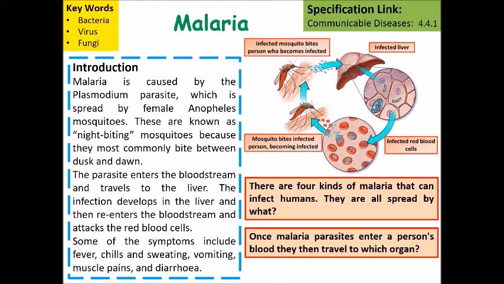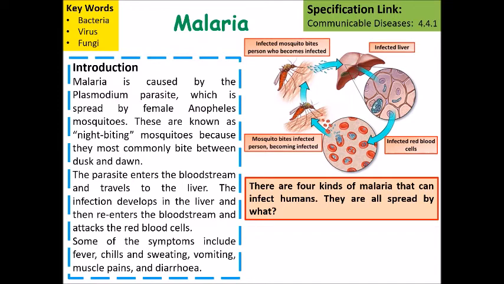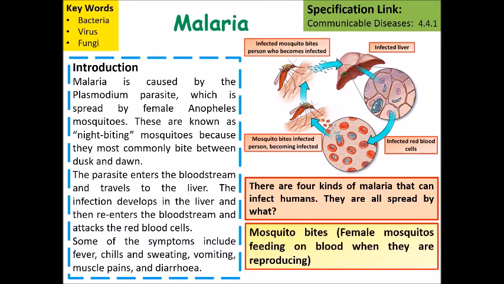There are 2 short questions here for you to think about. Pause the video and then go and have a look at the possible answers. So there are 4 main types of malaria that can infect humans. They are all spread by what? So they are all spread by mosquito bites. We need to think about the fact that these are female mosquitoes that are feeding on blood whilst they are reproducing.